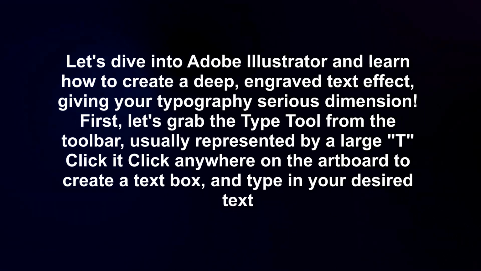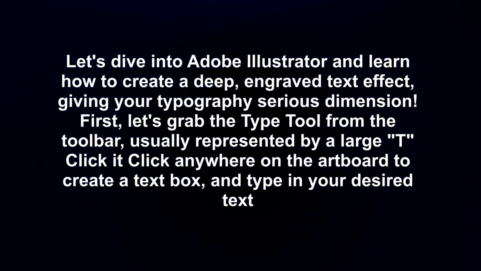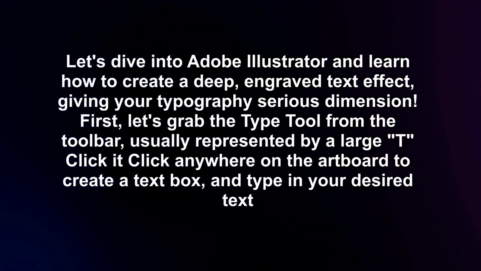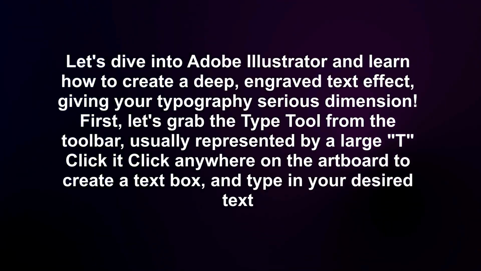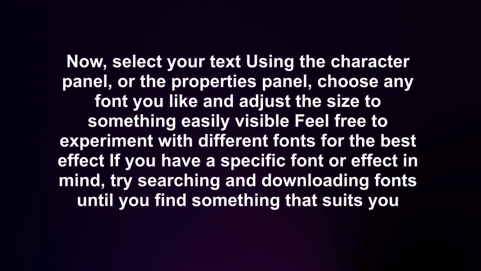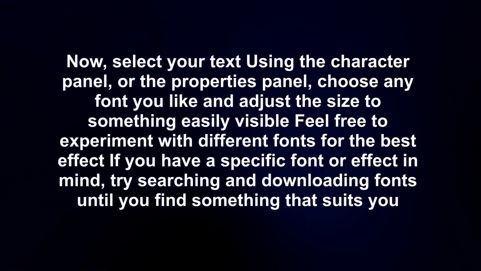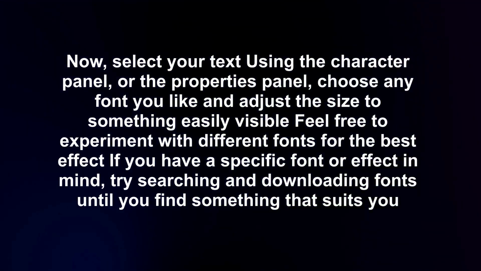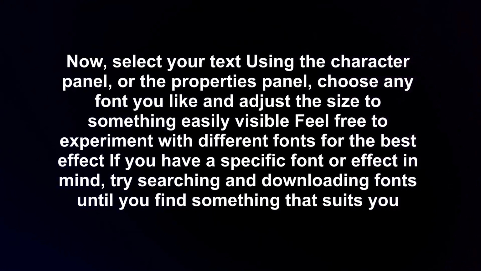First, let's grab the Type tool from the toolbar, usually represented by a large T. Click anywhere on the artboard to create a text box, and type in your desired text. Now, select your text using the Character panel or the Properties panel. Choose any font you like and adjust the size to something easily visible.